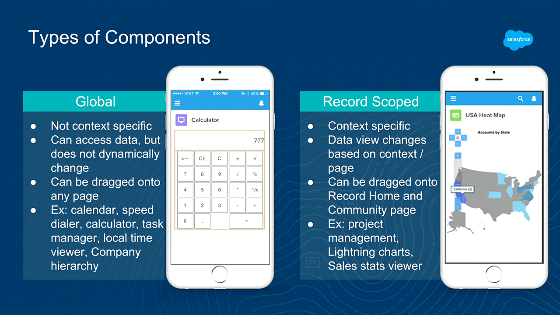Record scoped components, on the other hand, are context specific, which means whatever page they're on, they display data that's scoped to whatever record that is. So the data changes based on where they are. For example, this is a USA heat map, and if this component was placed on the account record page, if the account was located in California, the California state would be heated. If the account was from North Carolina, it would have North Carolina state heated. So it changes based on the context.